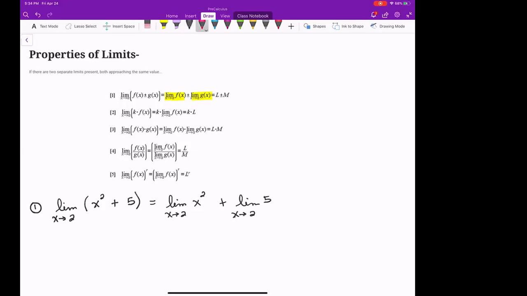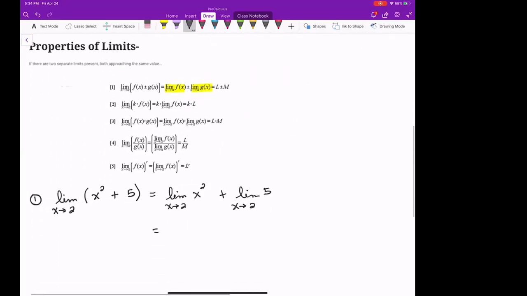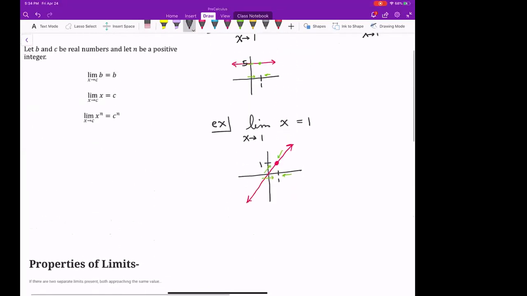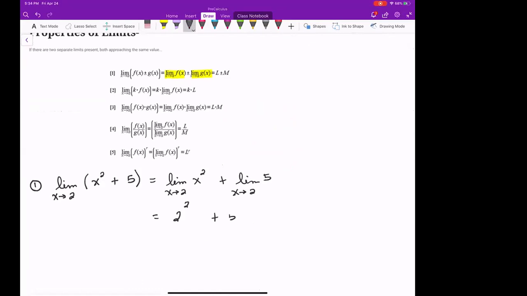And back up at those basic limits up here a minute ago, the third one, just x to some power, that would just be c to that power. So in this case, this would just be 2 to the 2nd power. The second one here is the first basic one, approaching just a number. The limit would always just be that number. So that would be 5, which tells me that this would be equal to 9, would be my answer. But really, again, all I did was substitute that 2 in for x. So I really didn't do anything crazy. But I'm using that first one.